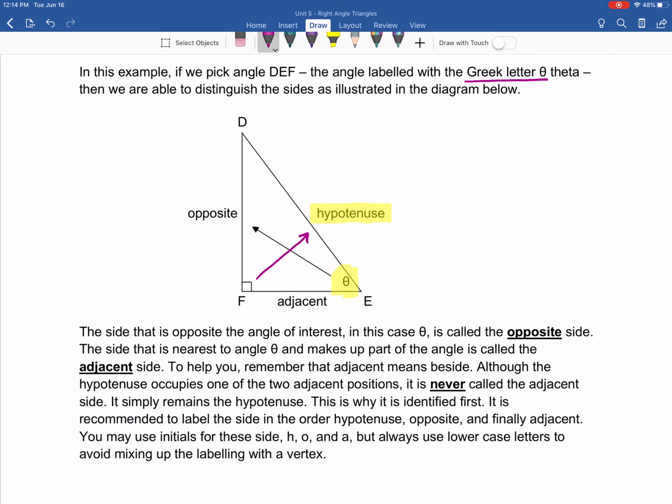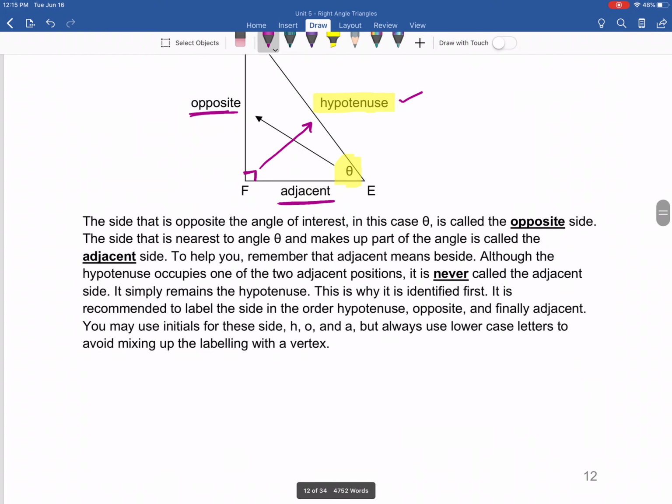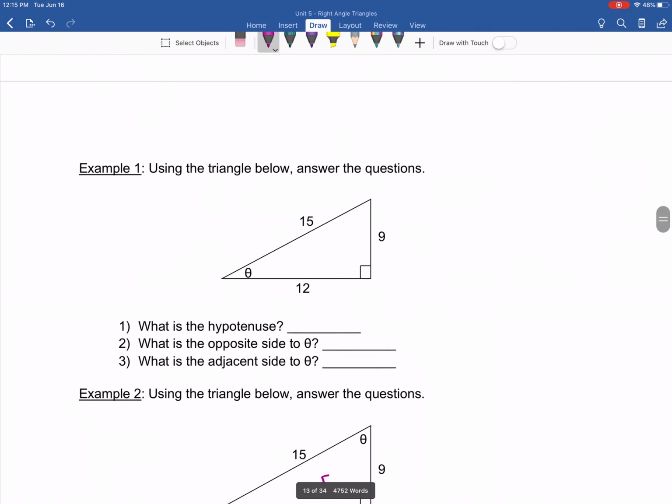So if the angle theta is at this position, the side opposite to this theta is always the opposite side, and the last one which is left is called the adjacent side. So three sides, opposite is the side which is opposite to the angle theta, hypotenuse is the side which is opposite to the angle 90-degree, and the last one which is left is the adjacent side. Let's practice some in here.